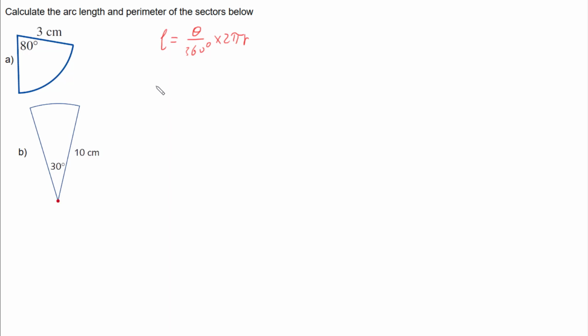And then if we want the perimeter, which is the distance around the outside, I've got to have that arc length, plus I've got a radius here, plus a radius here. So our perimeter is going to be that arc length plus 2 lots of the radius.